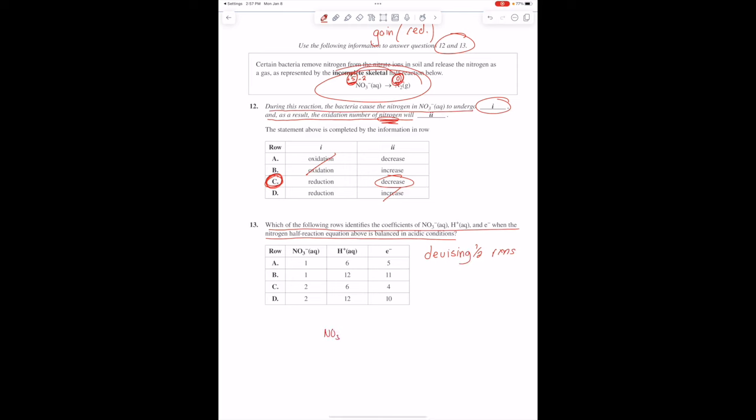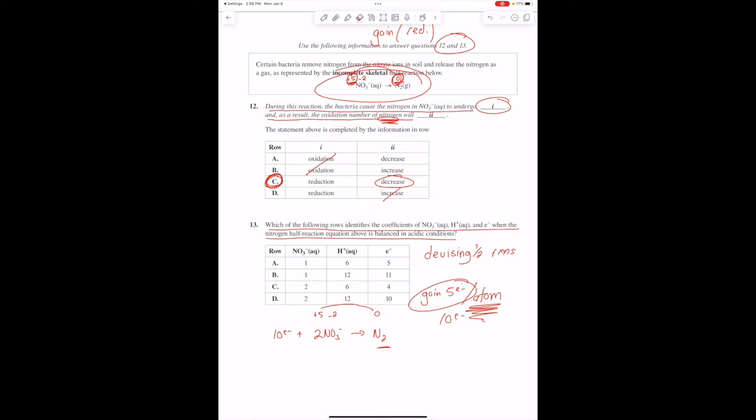So NO3 negative goes to N2. This N is plus 5, this is 0. I know we've already done that, but I'm going from a 5 to a 0. So if the number goes down, I gained 5 electrons per atom. Here's the key, per atom. How many atoms do I have? I've got 2, so I have to make this a 2. Now I've really gained 10 electrons, so I put my 10 electrons there.